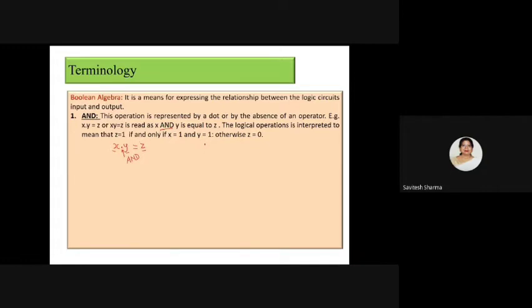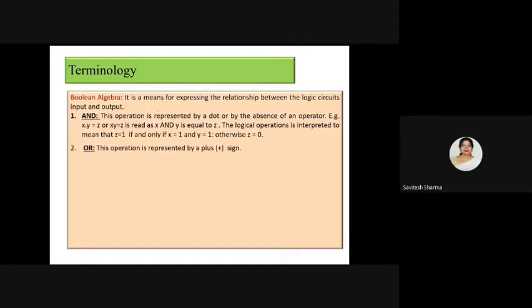Okay. So what it represents, actually, is that z will be 1 if and only if your x is 1 and y is 1. Otherwise your z will be 0. What is AND operation? Please understand. It is the operation in which your output will be high whenever both your inputs are high. Otherwise it will be low. So this is the AND operation. We will see it in detail also. Just remember this basic operation.